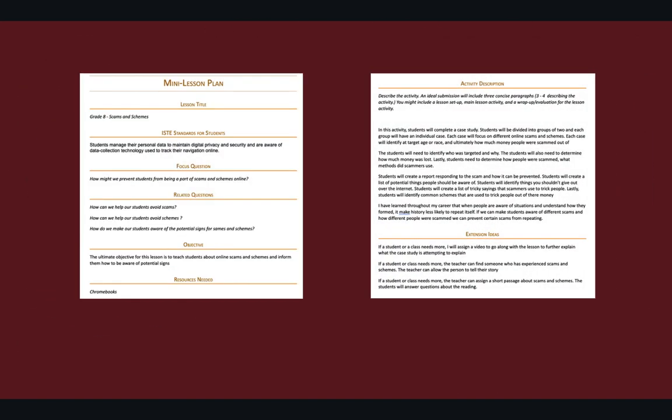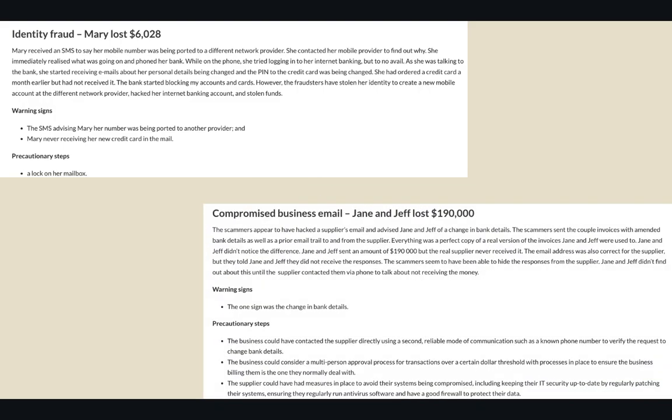So again, scams and schemes. Students will work with a partner and read different case studies and create a report of how we can avoid these scams and schemes in the future. The takeaway here was to make students aware of these scams and schemes so in the future they can know what to be aware of. So here are just 2 of the many different scams and schemes that they had, and they were going to create a report about it.